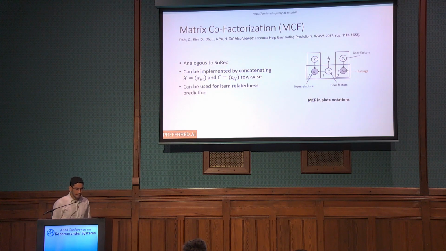Okay, so again, we will visit a few examples. We will not necessarily cover all the families. The first one is matrix co-factorization. It's basically SoRec, but you flip users and items, because now you have the network on the item side. So you just factorize two matrices with a shared item latent factor, beta, here. So it's basically the same as SoRec, and you can implement it again by just concatenating your item graph adjacency matrix with the rating matrix X here. You run matrix factorization on it, and you obtain MCF.